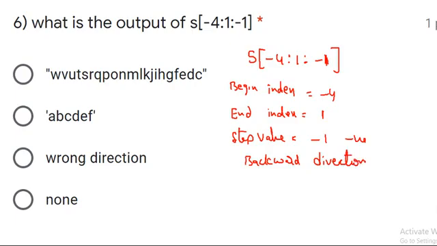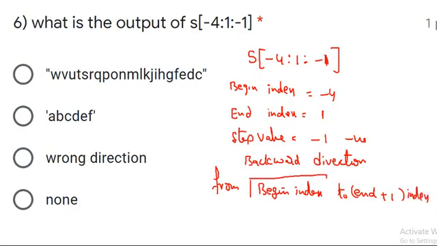If it is a backward direction, how do you have to take the elements? You have to take the elements from begin index to, if it is a negative direction, end plus 1 index. This logic you should not miss. So if it is a negative direction, you have to travel from begin index to end plus 1 index.